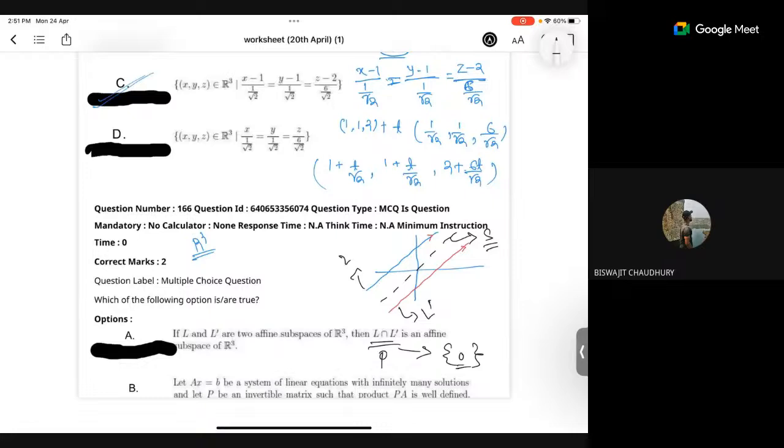You can consider another case also. Let's say it is given from R3, consider an affine subspace which is x comma y comma z such that x plus y plus z equal to 1. Suppose this is L, and L dash is suppose the point only, that is 3 comma 2 comma 1. This is L dash. What will be the intersection of L and L dash?